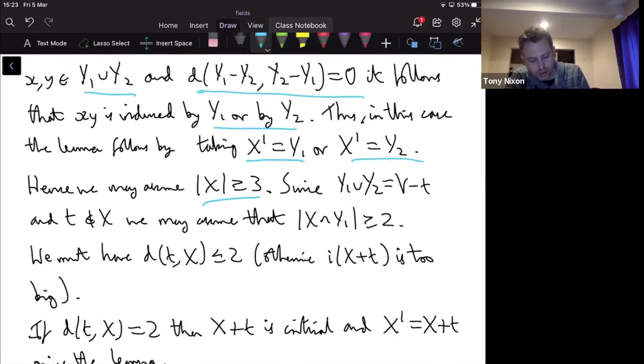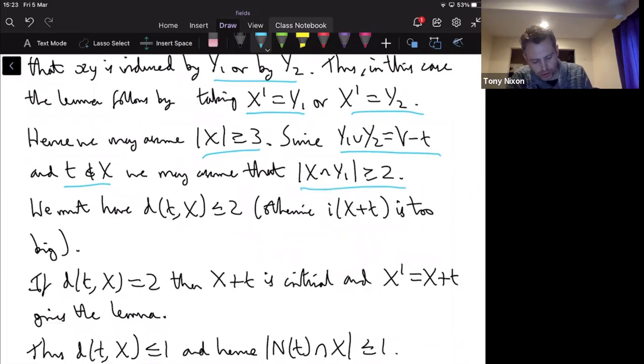We know that everything but T is in Y1 and Y2, and we know T is not in X. Hence X has at least 3 elements, and all of them are in Y1 union Y2, and there's only 2 of them, so one of them has to have at least 2 of them. Okay, and now we have at least 2, we can take the union of X and Y1.